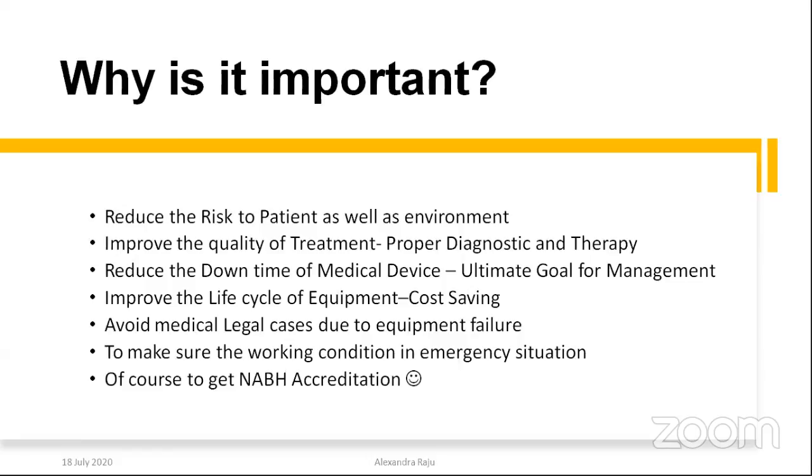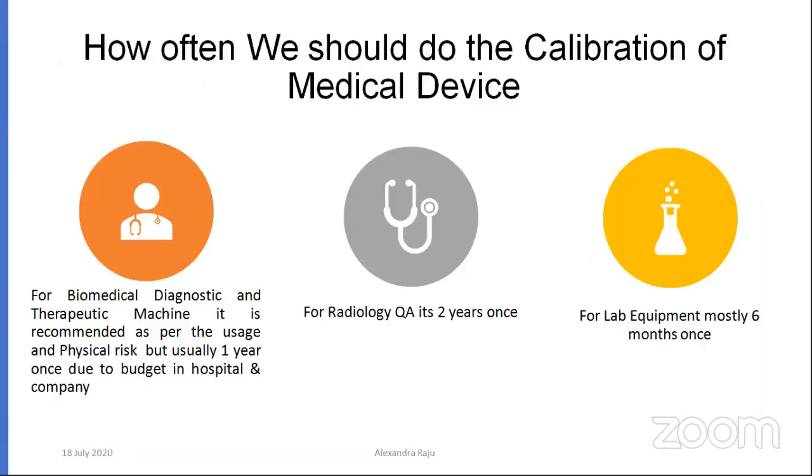So next slide, sir. How often should the calibration of medical devices be performed? For the diagnostic equipment and therapeutic equipment, the recommended interval is 1 year. Each year, we have to calibrate the diagnostic and the therapeutic equipment. For the radiological equipment, we perform quality assurance, or QA, which is done once in 2 years. And for the laboratory equipment, we do it every 6 months.